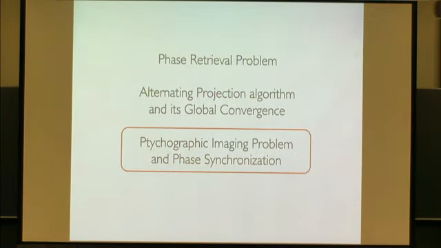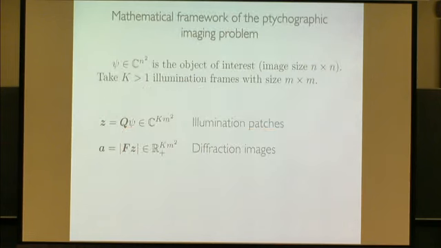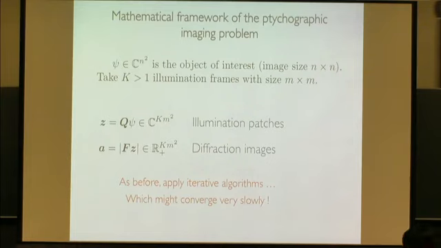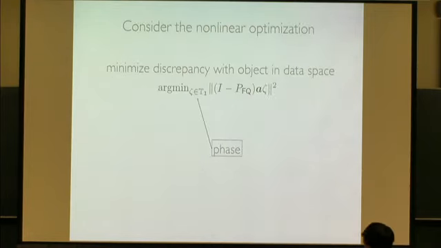Okay, so the second part, very quickly I will tell you the algorithm about how to combine both algorithms to achieve something useful. So just to remind you, this is the mathematical framework. You have an object psi, and you have K illumination frames, and you get A as the absolute value of F z, and z is Q psi, and so on. Now we can just apply the iterative algorithms, which might converge very slowly. How to resolve this limitation?